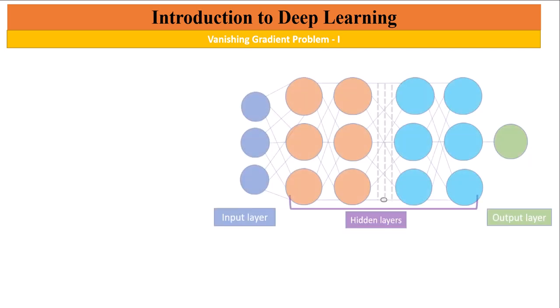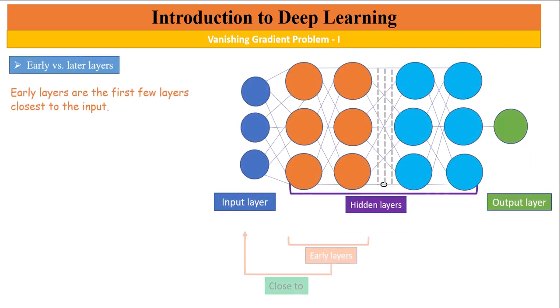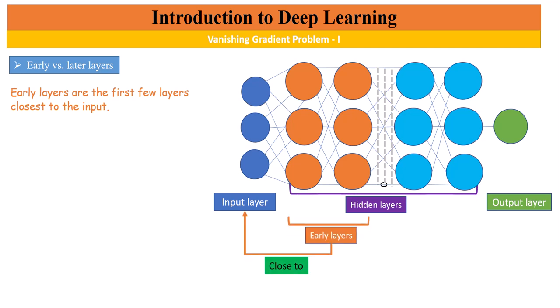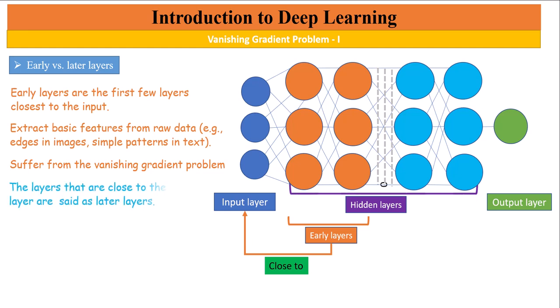In a deep neural network, the early layers are the first few layers closest to the input. These layers extract basic features from raw data, for example, edges in images, simple patterns in text. However, they often suffer from the vanishing gradient problem, making learning difficult in deeper networks. The layers that are close to the output layer are called later layers.